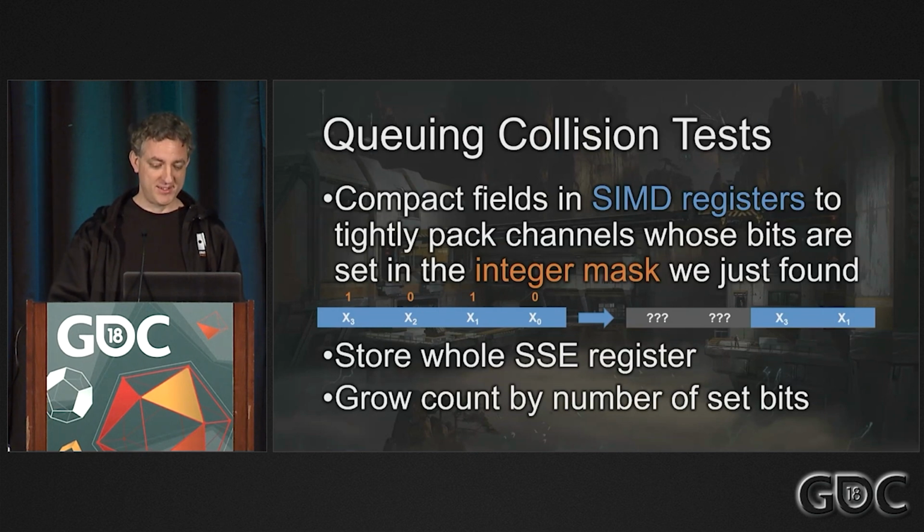We want to compact the fields in SIMD registers to tightly pack the channels whose bits are set in the mask we just found. So we want this one and this one, so we want X1 and X3 to pack here. We don't really care what's here. And we grow the count by the number of set bits, in this case 2. We still store the whole thing.